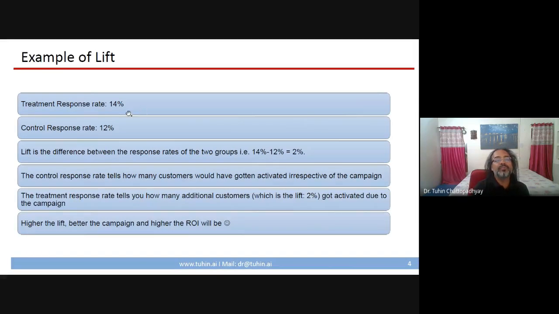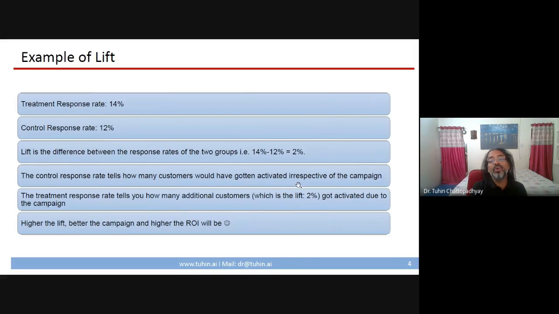Let's take an example of lift. Treatment response rate is 14%, for example, and control response rate is 12%. Here in this group I've given the stimulus. Here I have not given any stimuli. So lift is nothing but the difference between the two. 14 minus 12 is 2%. What does it mean? The control response tells how many customers would have gotten activated irrespective of the campaign. Even if there is no campaign, this 12% would have purchased. And the treatment response of 14% tells you how many additional customers, which is the lift of 2%, got activated due to the campaign. Higher the lift, better the campaign and higher the ROI.